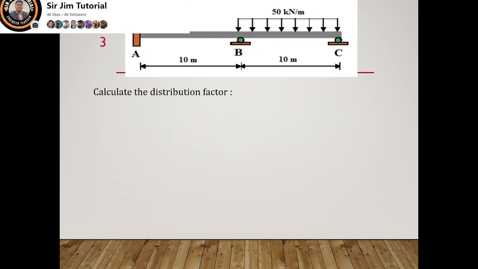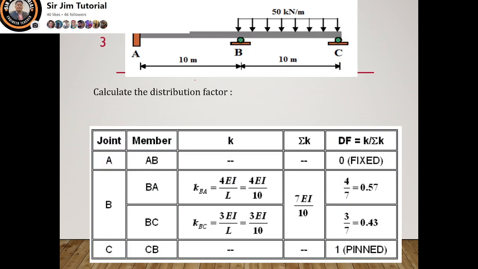Okay, then we calculate the distribution factor. Take note that the K here with far end fixed, so BA, you have here 4EI over L. The other one where far end is roller or hinge, K here is 3EI over L. This is the only difference, okay?